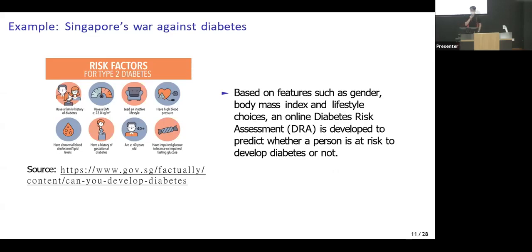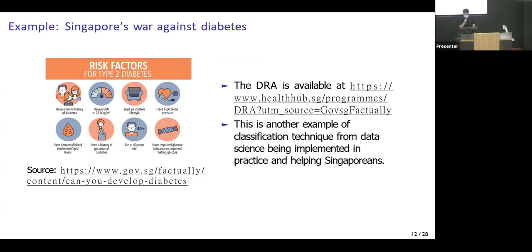So what we are trying to do is basically to predict an outcome that has only two values. Either we have the disease or we do not have the disease. So this is an example of a binary outcome. And how we are going to predict this outcome is to make use of predictors. So we are going to assume that our attributes, such as our gender, BMI, our lifestyle choices, are informative and they can predict whether we are at risk to develop diabetes or not. So that is the essence of what we are trying to do here. Okay. So actually there's an existing risk classification website here. So this is another example of a classification technique from data science being implemented in practice and helping Singaporeans.